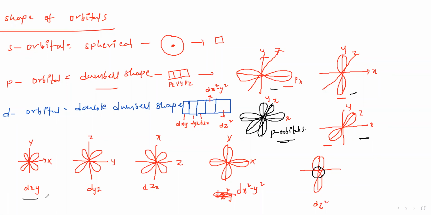And here dxy, dyz, dzx, dx square y square and dz square. I will give the important magnetic quantum number values. I am going to remove this one. Shall I?